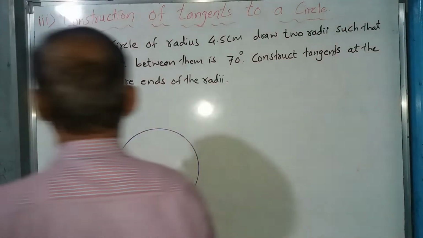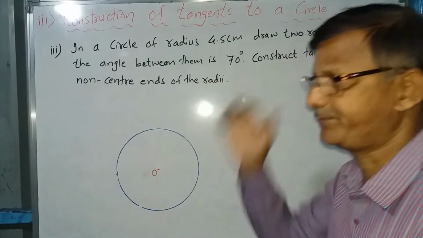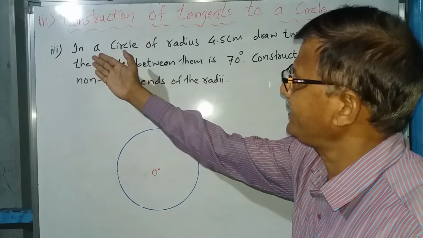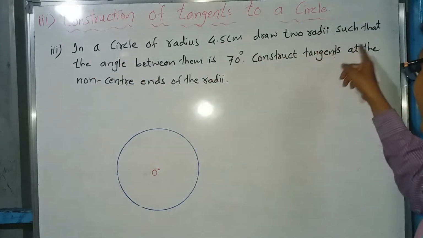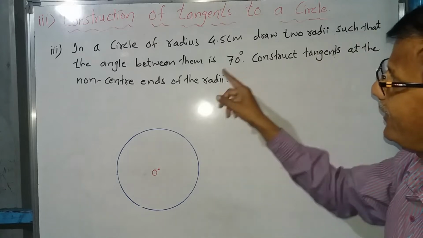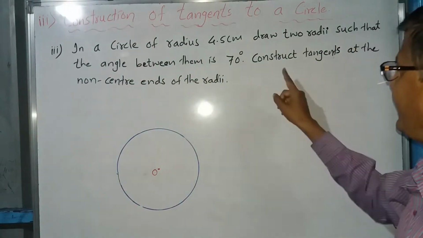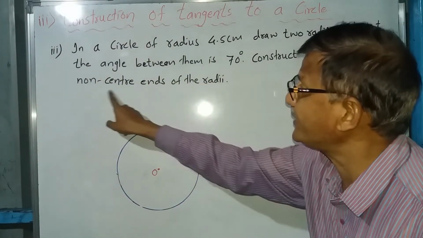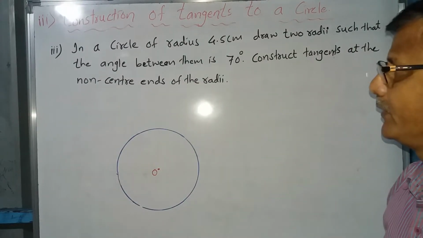Yes. Let us discuss example number 3. Here, the example is: in a circle of radius 4.5 centimeter, draw two radii such that the angle between the radii is 70 degree, and construct the tangents at the non-center ends of the radii. This is the question. Okay.